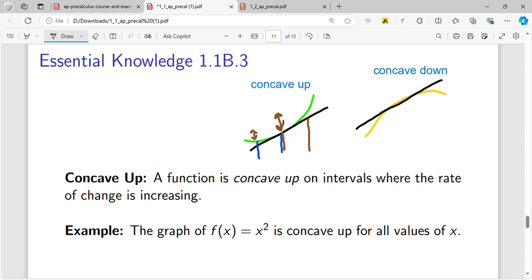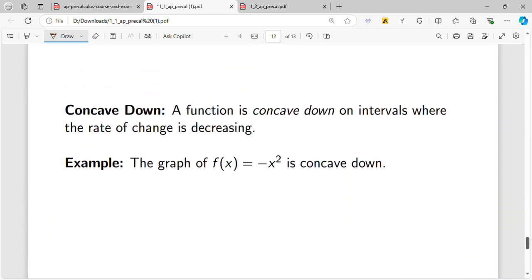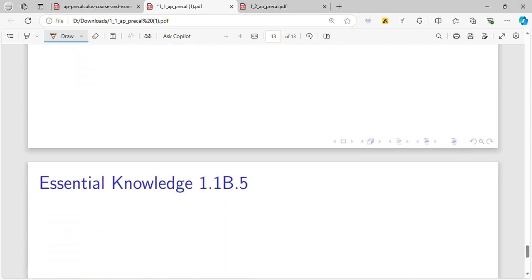But as we move to concave down functions, we can see by similar reasoning that the rate of change is decreasing, right? So for example, the function minus x squared would be a concave down function.